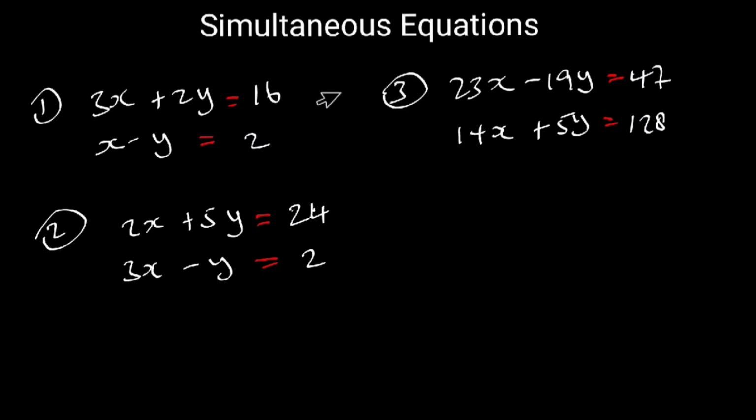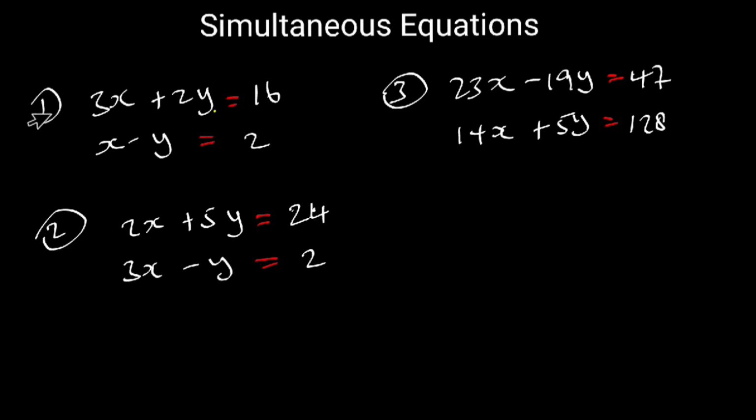In this lesson, we're going to be discussing simultaneous equations. So what are simultaneous equations? Simultaneous equations are a group of two or more equations with two or more unknowns. And the goal is to find the values of those unknowns such that when you input the values in each of the equations, it will satisfy the equation.